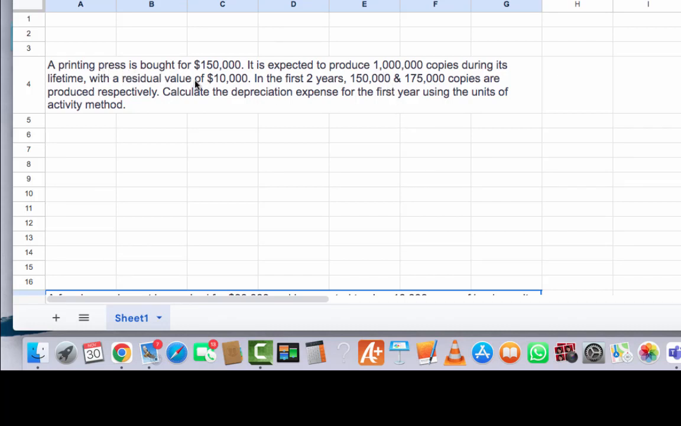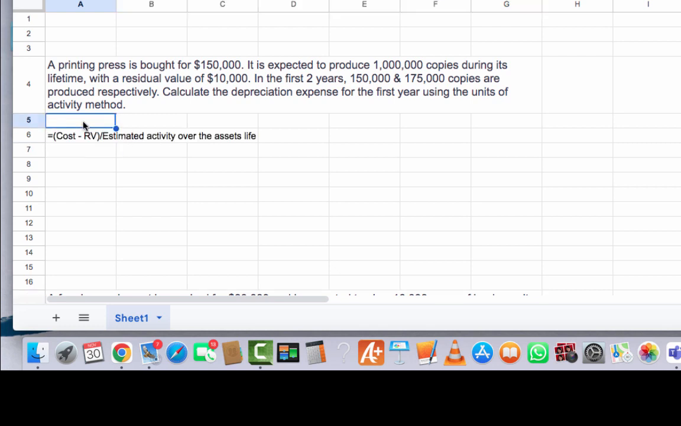Let's look at a couple of examples. We'll start with a printing press. A printing press is bought for $150,000 and it is expected to produce 1 million copies during its lifetime with a residual value of $10,000. In the first 2 years, 150,000 and 175,000 copies are produced respectively. Calculate the depreciation expense for the first year using the units of activity method. Our formula is our cost minus residual value divided by the estimated activity over the asset's life. This formula gets the cost per unit.